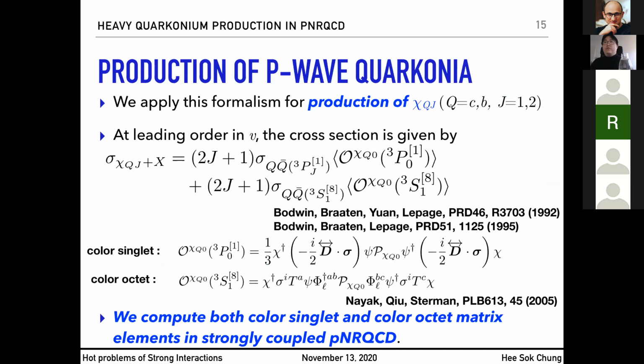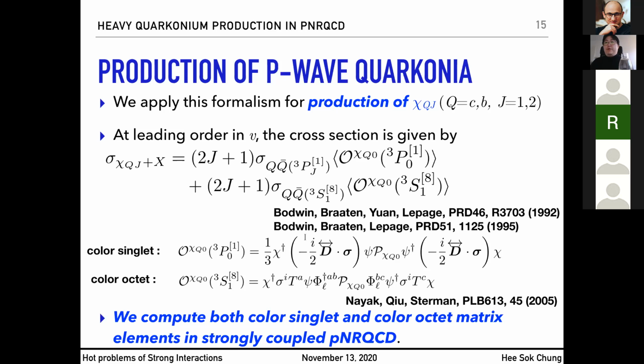So now I would like to go over to some phenomenological results. We have applied this formalism to the production of P-wave quarkonium, specifically chi_cJ and chi_bJ. At leading order in v, the cross section is given by these two channels. There's a color singlet channel that corresponds to production of a QQ bar pair in a color singlet state, with spin triplet and P-wave state. And there's a piece contributing at the same order in v that corresponds to production of a QQ bar in a color octet state with spin triplet and in an S wave.